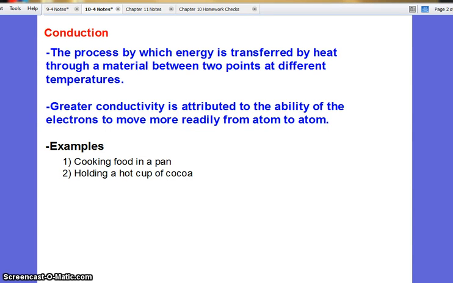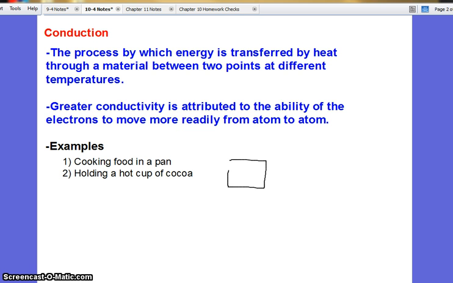We're going to talk about ways to transfer heat today. There's three different ways to transfer heat, and the first of which is conduction. Conduction is the process by which energy is transferred by heat through a material between 2 points at different temperatures. In other words, we have a hot object and a cold object. If they touch each other, heat will transfer between them.